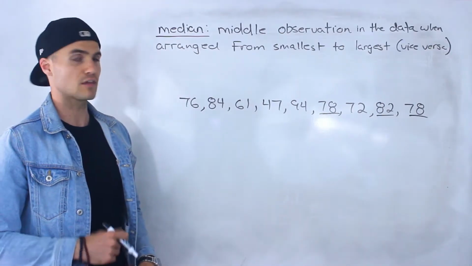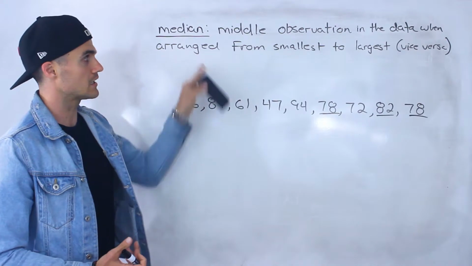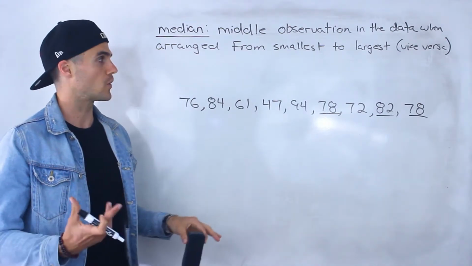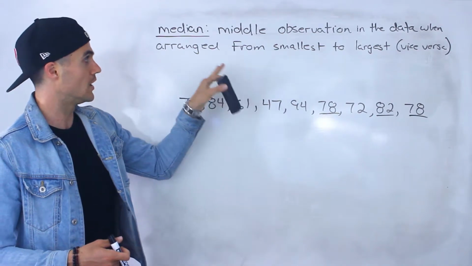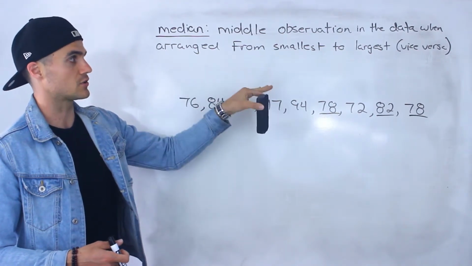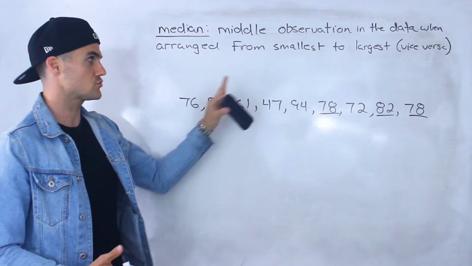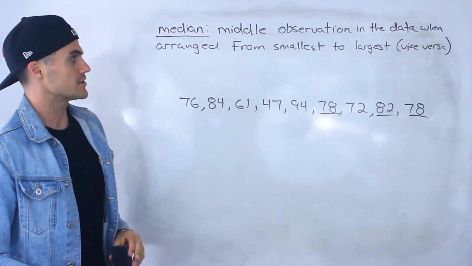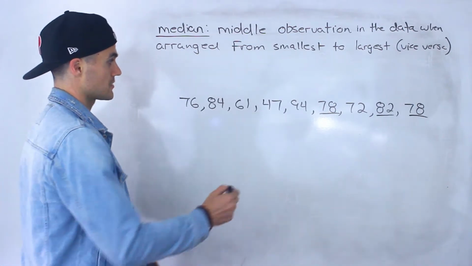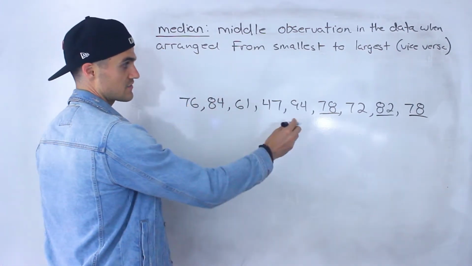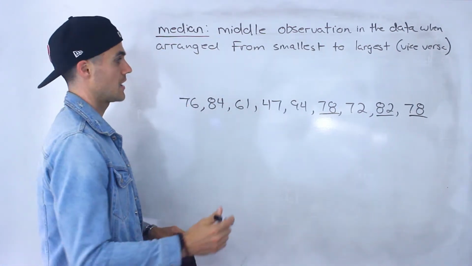And then finally, the third measure is the median. And as I mentioned, it's going to require the most work. So it's basically the middle observation in the data when it's arranged from smallest to largest, or vice versa, usually from smallest to largest. So the reason why it requires the most work is because we have to arrange it from smallest to largest. And notice that all of these values, they're all kind of mixed up.